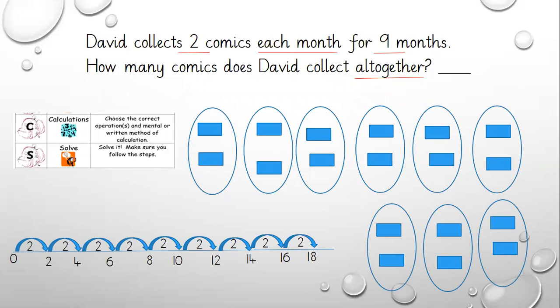So the C tells us choose the correct operation and mental or written method of calculation. So I've decided that I'm going to make 9 groups and I'm going to put 2 comics in each group, because it says he collects 2 comics each month. But then I can also use a blank number line. Now when you do multiplication on a number line, you always start from 0. And I know there's 2 comics for each month, so I'm making chunks of 2. And I count along in 2s until I get to 18.